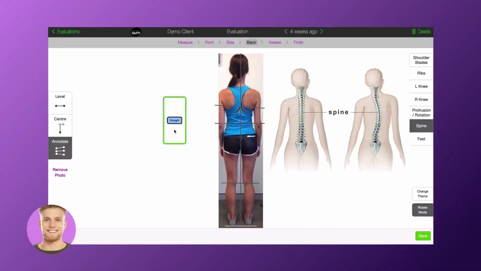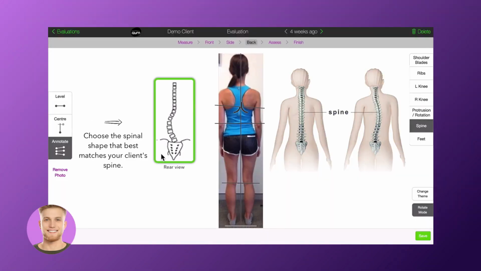Next we are looking at the shape of the spine. Simply choose the spinal shape that best matches your client's spine by clicking in the box provided. If the spine is straight, then we just select straight.